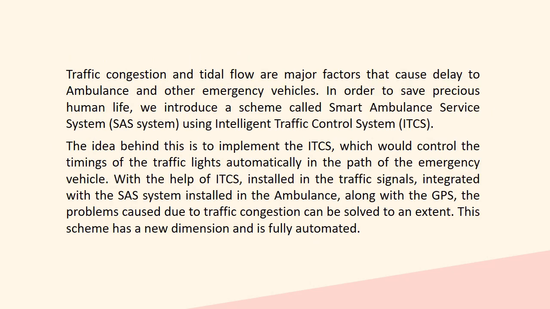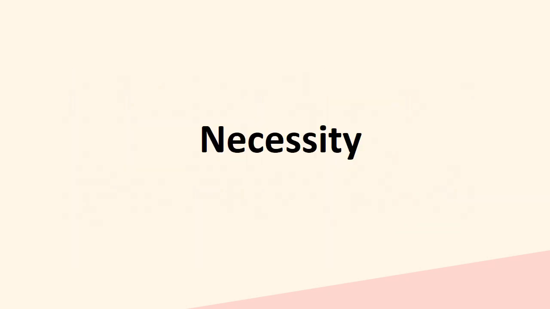Traffic congestion is one of the major factors that causes delay to ambulances and other emergency vehicles. In order to save precious human life, we introduce a system called Smart Ambulance Service System using Intelligent Traffic Control System. The idea behind this is to implement the ITCS, which would automatically control the timings of the traffic lights in the path of the emergency vehicle. With the ITCS installed in the traffic signals, integrated with the SAS system installed in the ambulance, along with the GPS, the problems caused by traffic congestion can be solved to an extent. This scheme has a new dimension and is fully automated.